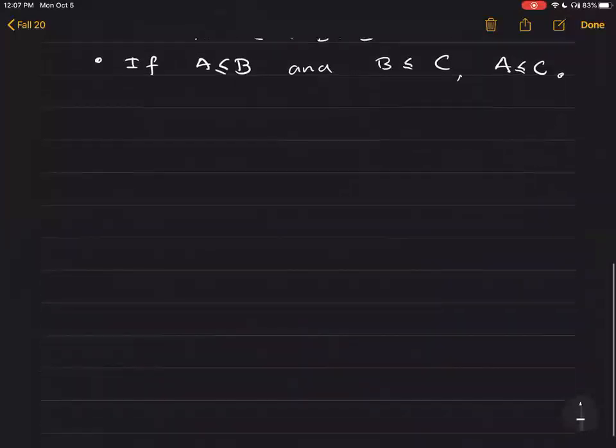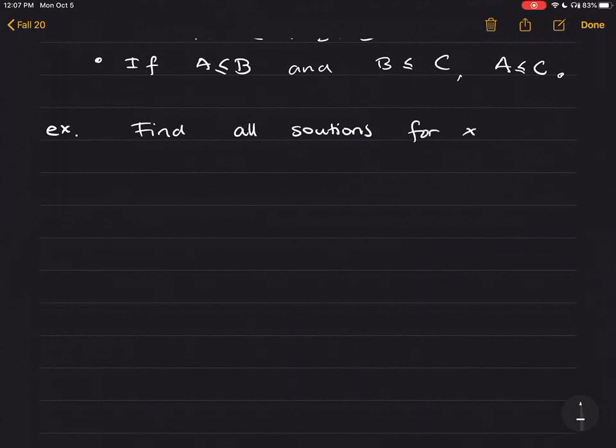So I keep talking about solving them. Let's see this in action. Let's see an example. All right, so find all solutions for x in interval notation.